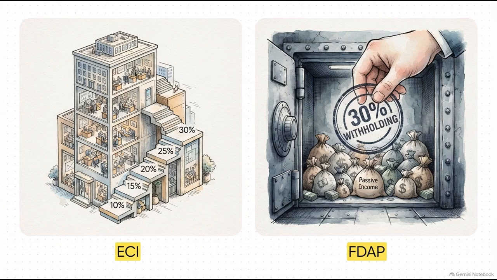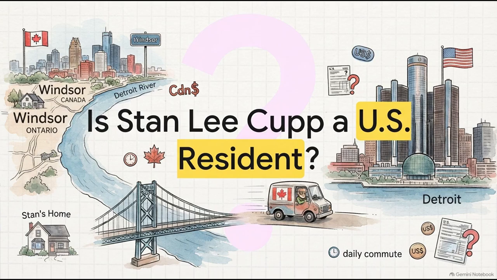This is your active business income, and it's taxed on a net basis, so gross income minus deductions, at standard graduated rates. The second bucket is FDAP income. Think passive income here: dividends, interest, rents. This one is taxed on a gross basis through a flat 30% withholding tax right at the source, meaning absolutely no deductions are allowed.